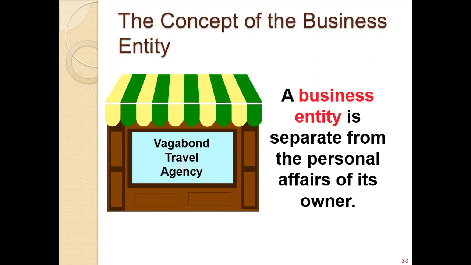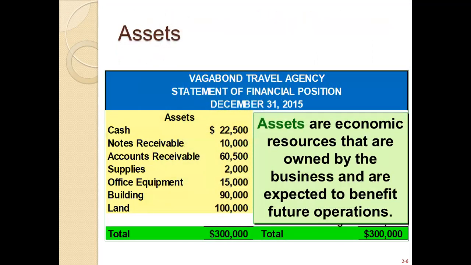Okay, now I'm going to discuss the assets in detail. Okay, students, now look, assets again: cash, notes receivable, accounts receivable, supplies, office equipment, building, and land. These are basically what you need whenever you start a business.